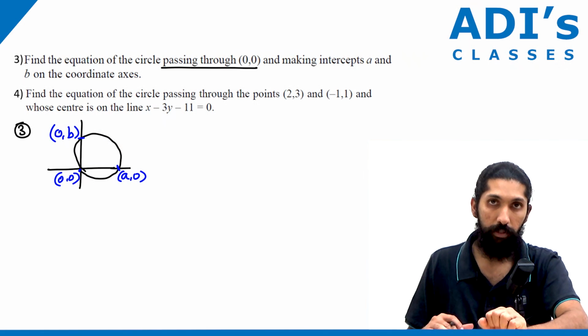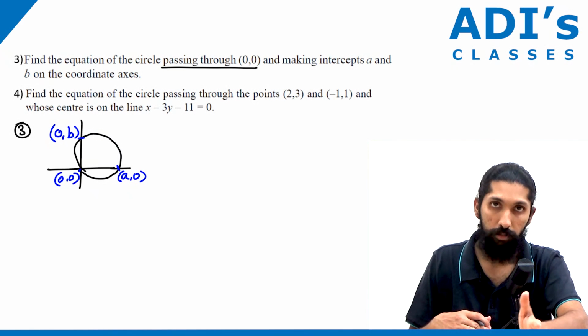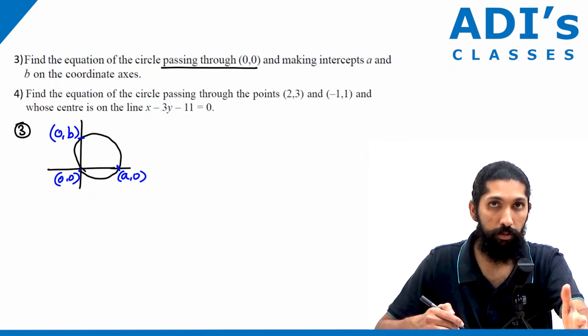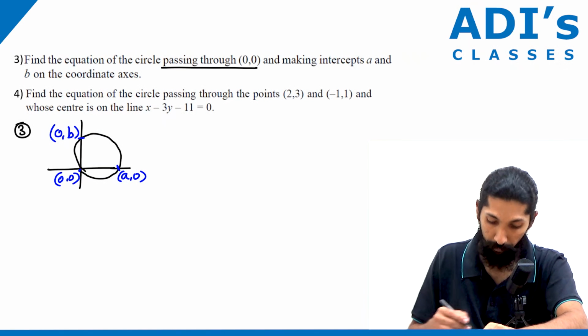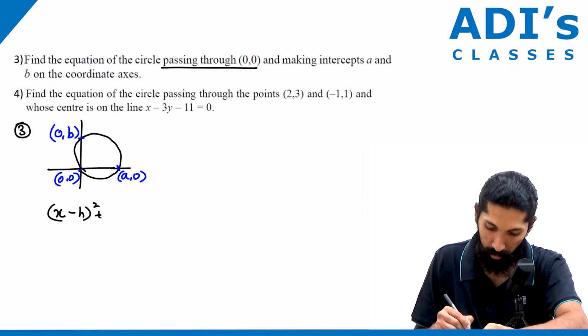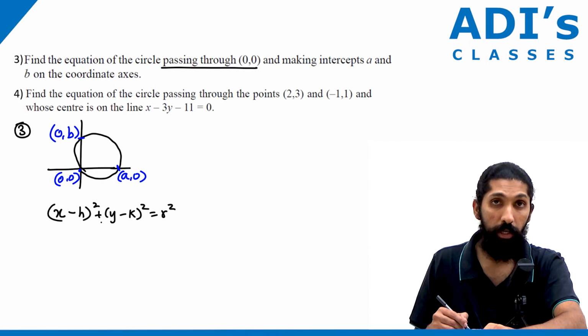Correct? Now what do we know? We don't know the center. Correct? We don't know the center. So we'll have to solve the equation and get the equation of this particular circle. So for the first one, what you have is, see, you're going to have (x minus h) whole square plus (y minus k) whole square is equal to r square. But you don't know h and k, but you do know x and y.